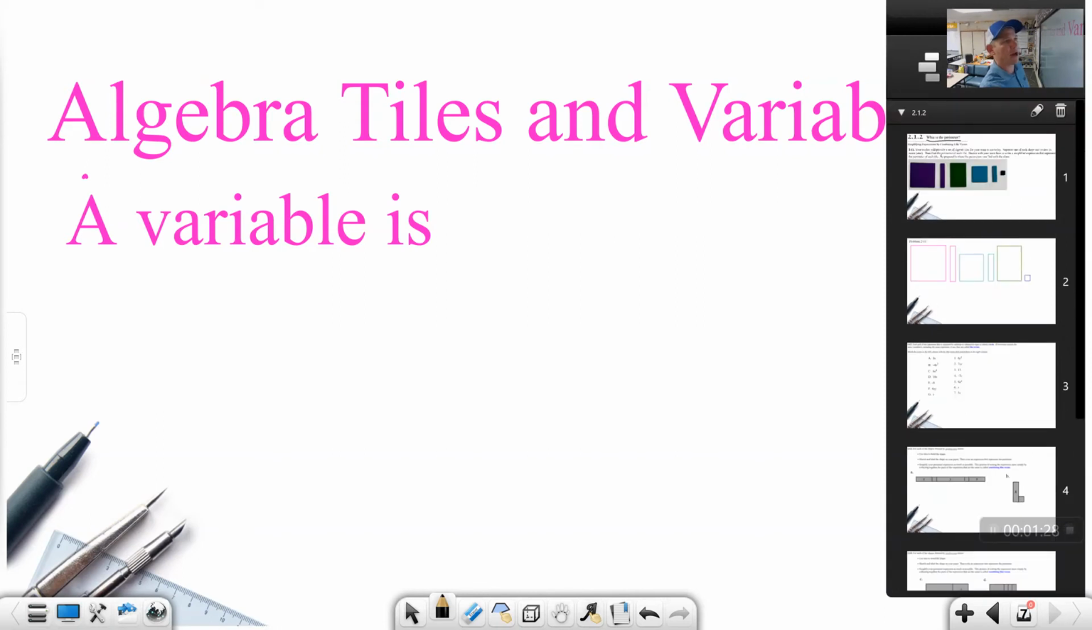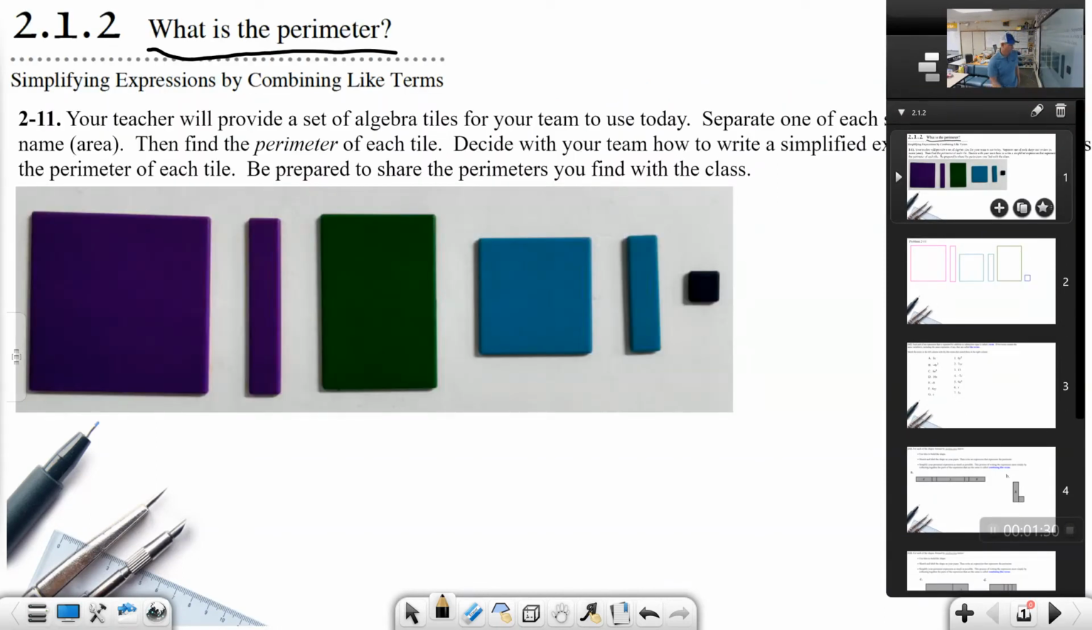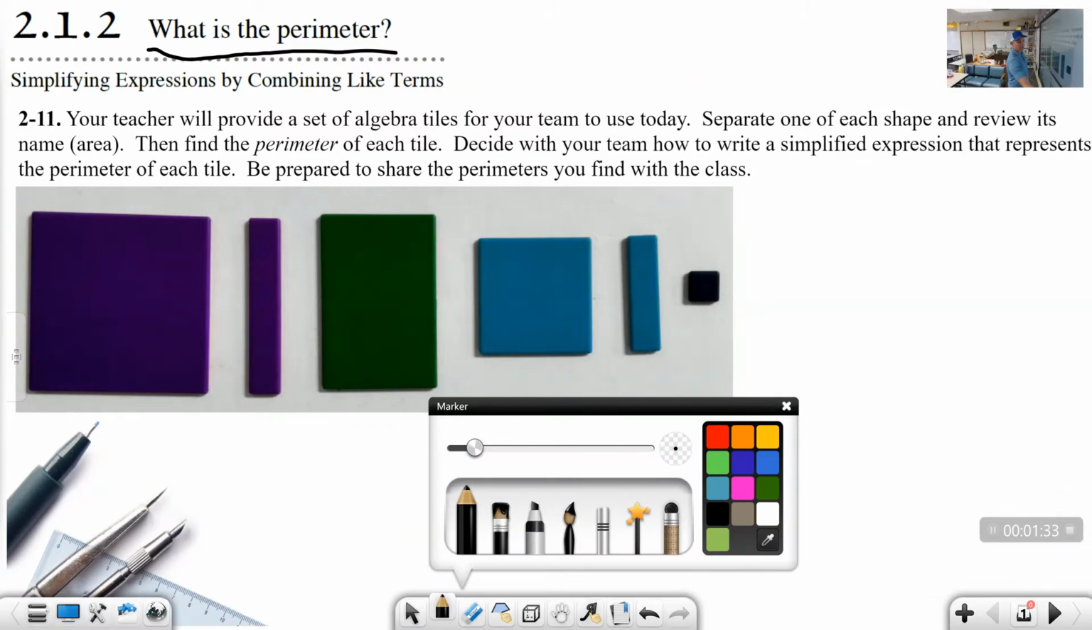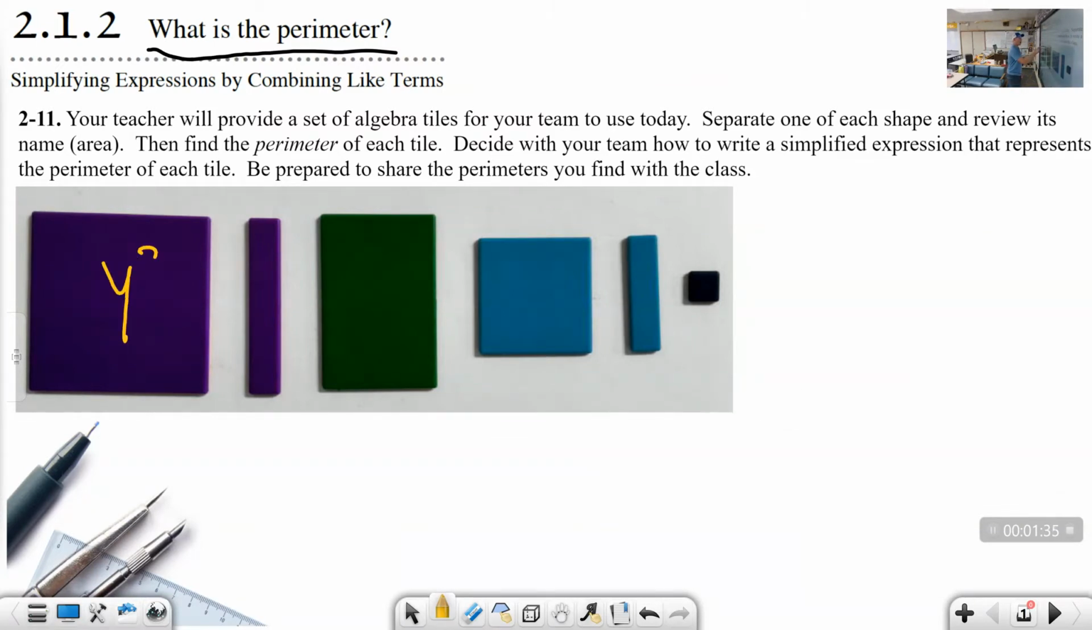Yesterday we had multiple variables. Yesterday we had the variable y squared and y. And today we're going to be doing something that is called combining like terms. Combining like terms has to do with looking at these two variables and asking ourselves, can I put this y squared and this y together? And the answer is no. Because see, these are different shapes.